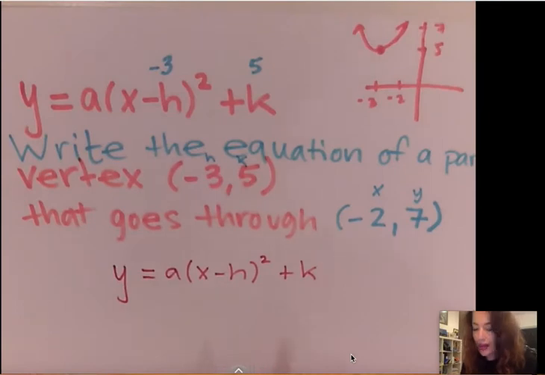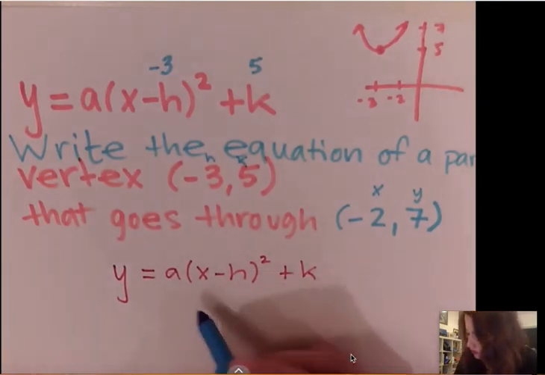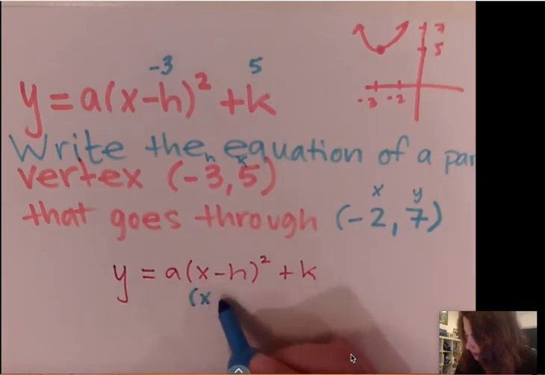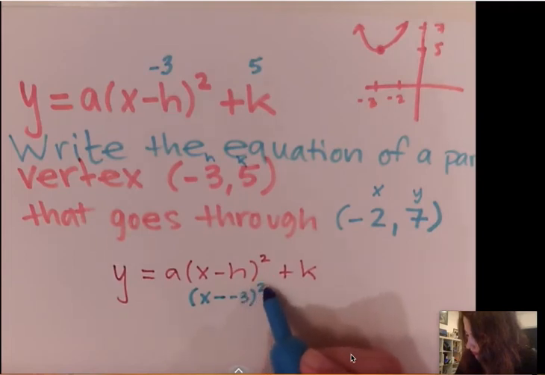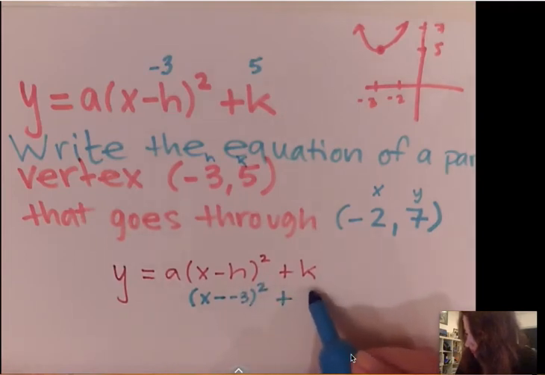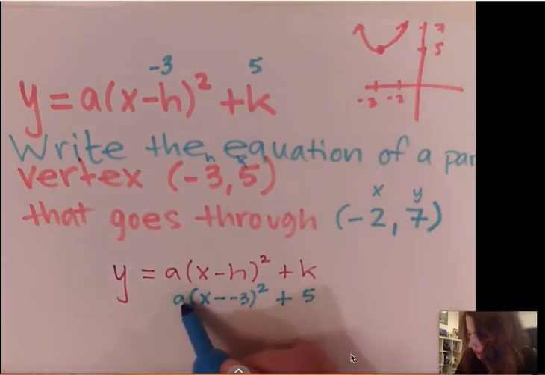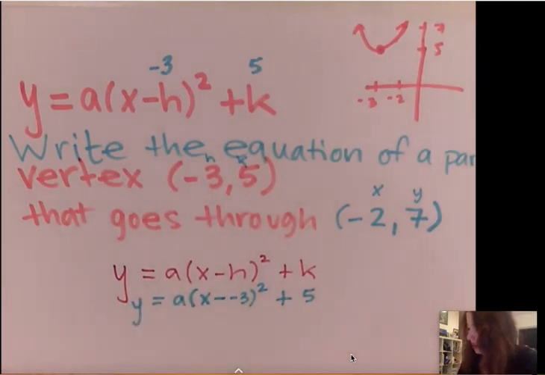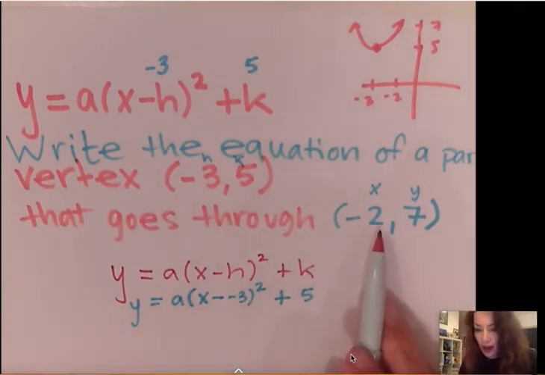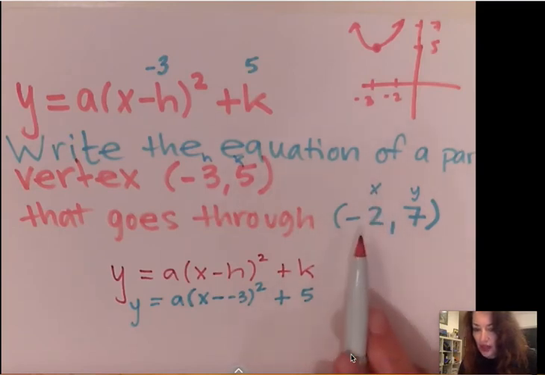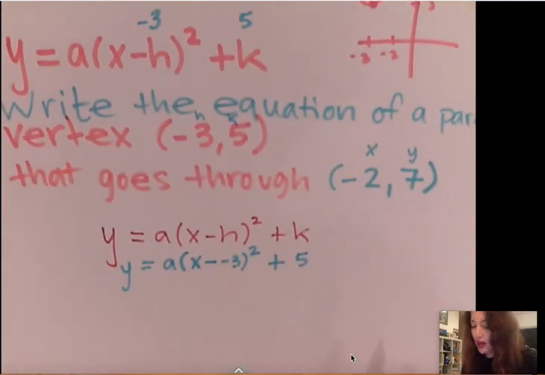I'm going to go ahead and plug in the vertex. So the vertex is given as x minus -3. We're going to square this, plus our k value is 5. I don't know my a, and I'll rewrite the y. All right, so this is just plugging in my vertex. I also know, and I'm given, a point on the graph. So our x value is -2 and our y value is 7. So I'm going to go ahead and substitute those values into the equation.